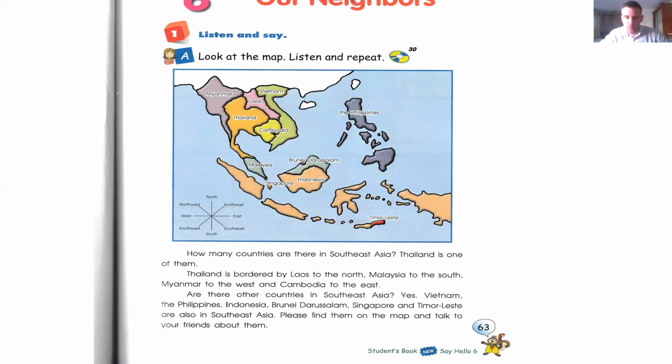Okay, so look at the map, listen and repeat. So we will read the short text below. I start to read, then you follow me. So take your time when you read, it's important. How many countries are there in Southeast Asia? Thailand is one of them. Thailand is bordered by Laos to the north, Malaysia to the south, Myanmar to the west, and Cambodia to the east. Are there other countries in Southeast Asia? Yes. Vietnam, the Philippines, Indonesia, Brunei Darussalam, Singapore, and Timor-Leste are also in Southeast Asia. Please find them on the map and talk to your friends about them.